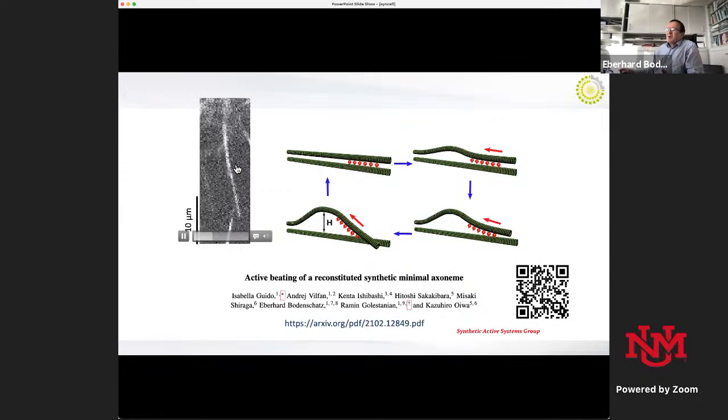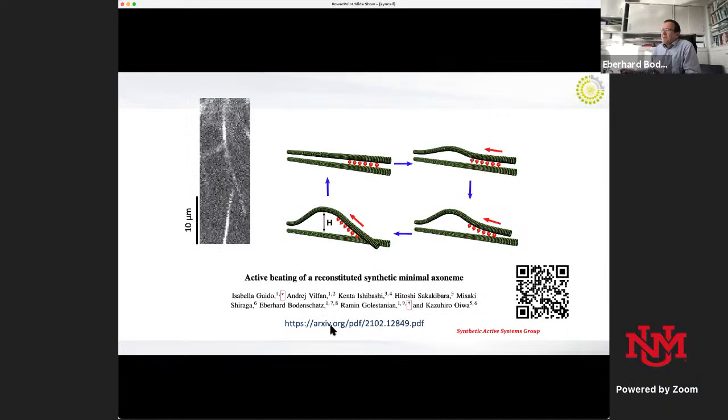So how do we understand this motion that is seen over here? Here you have these two microtubules. In between, you have these axoneme motors. These axoneme motors push the upper microtubule, which is clamped over here, towards the other one. It pushes further and further until the critical force is reached and the whole thing lets go. And with this, you can actually explain this motion very, very well. So with this, we think this is the first time that there's an active beating of a reconstituted synthetic minimal axoneme, which I like to call a synthoneme.